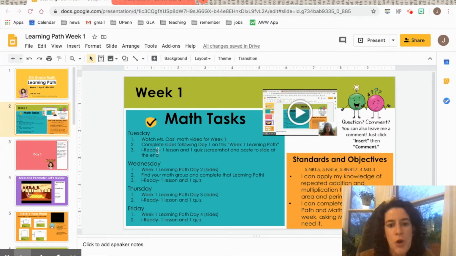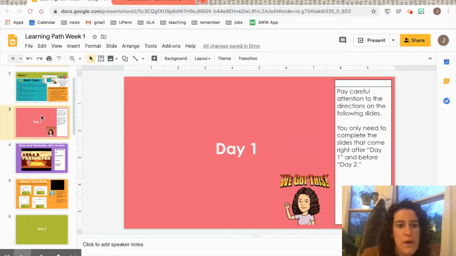You don't have to screenshot and paste the slide at the end if you are one of those scholars who's just watching on your phone and you have your paper and pencil ready and you're not able to do all of these Google slide manipulations. But if you are, then make sure you complete that and you screenshot and paste it to the end of the slide. All right, so day 1, we're going to go through day by day.